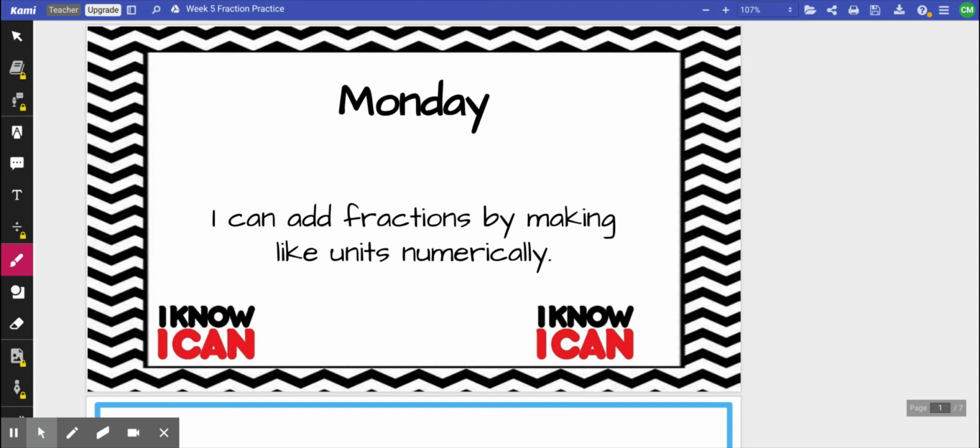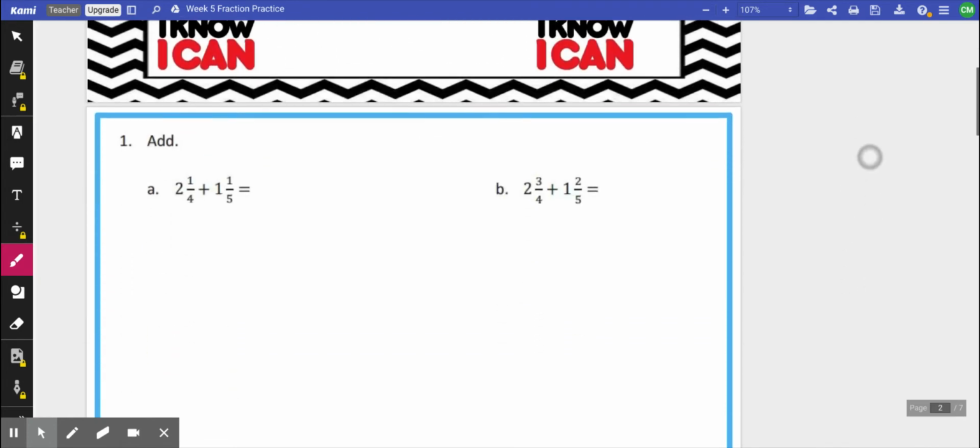Today we are shifting from Khan Academy to Edpuzzle so that we can review some fractions. You guys have already done this, so this should be a review, and so I'm going to go a little bit faster. Today's learning target is I can add fractions by making like units numerically. Let's take a look at a couple of problems.